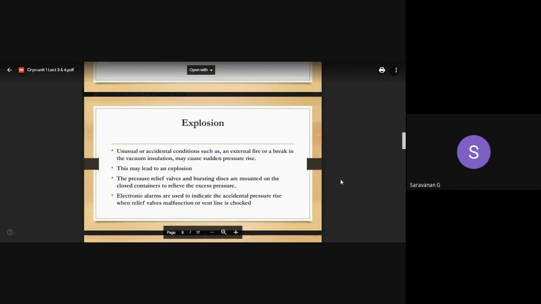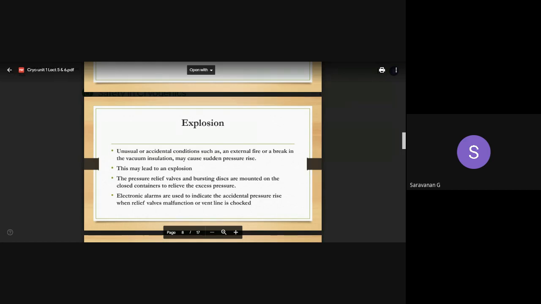Sometimes an external fire, a break in the insulation vacuum system, or a break in the vessel can lead to sudden pressurization and cause explosion. So we are supposed to provide a pressure relief valve, or a bursting disc or diaphragm, whatever we can mount on the containers, so that we can relieve or control the excessive pressure in the container.